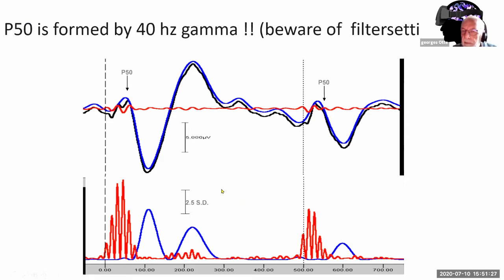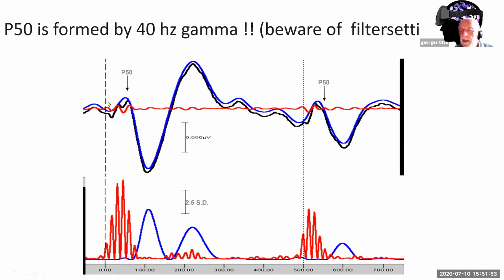Something that people are not very well aware of is that in contrast with all the other event-related potentials like P300, CNV, P600 and N400, this is not formed by slow activity, this is formed by 40 Hz gamma. So be aware of your filter settings. If you set your low-pass filter too high, then you will cut it out.